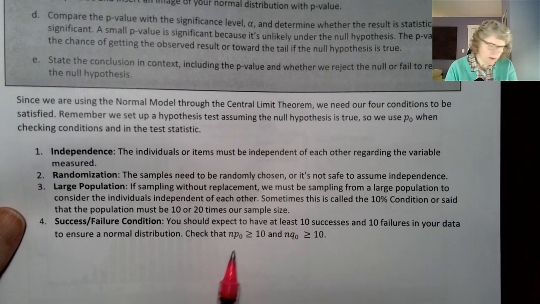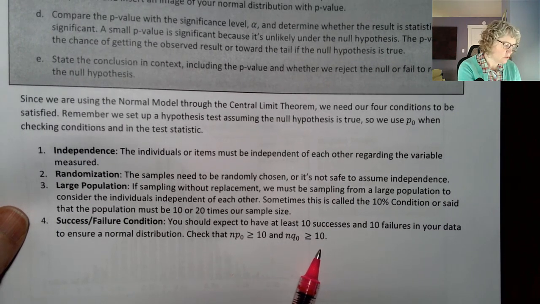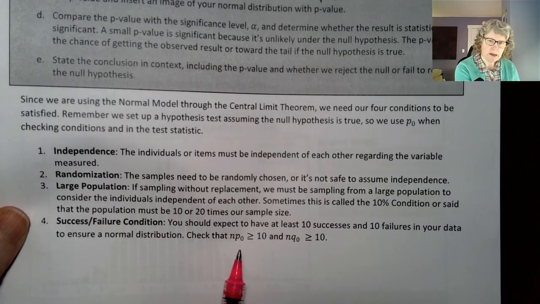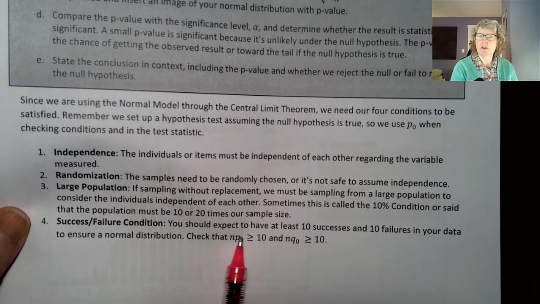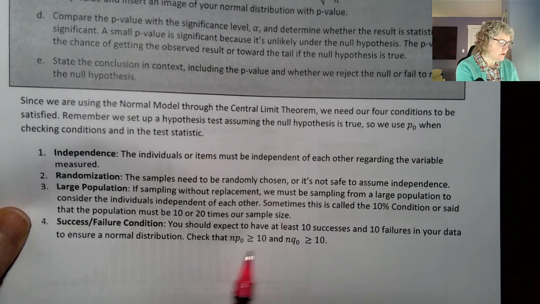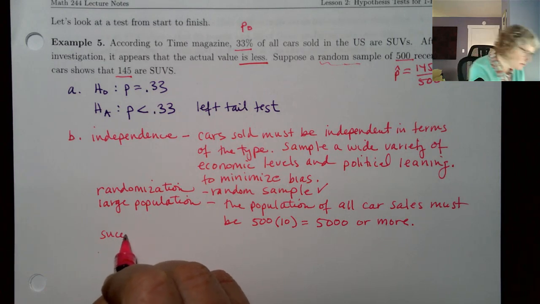Okay, last one, success failure. We need to make sure that our np and nq are greater than or equal to 10. And remember that because we're setting up our whole test based on the idea that the null is true, we're going to use our null value. We wouldn't use p hat here. We're going to use our null value. Okay, so this is success failure.